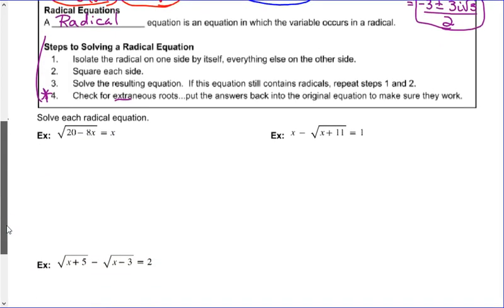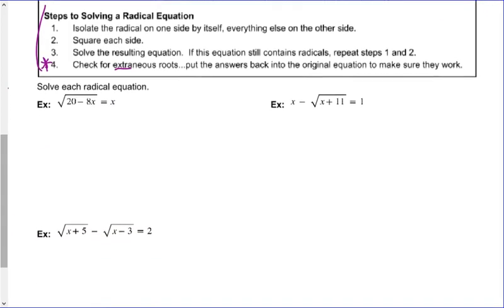We're going to do these steps by example with our first one here. It says we're going to first isolate the radical on one side by itself and everything else on the other side. There will be times when you have multiple radicals. You want to make sure you have one radical on one side. That's going to be the easiest, okay? But for our first one, that radical is on one side by itself. Everything else is on the other side.